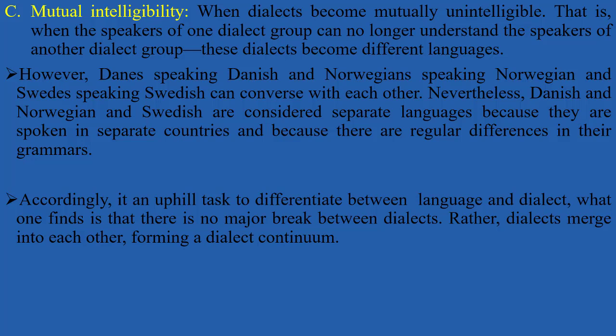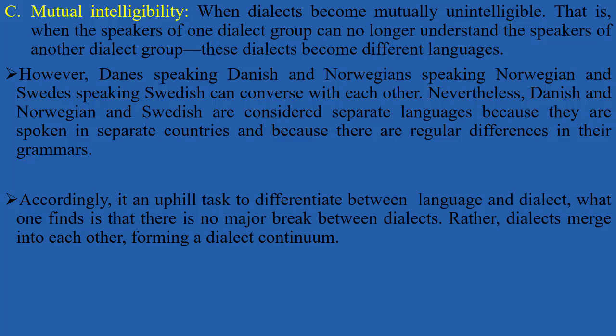However, Danes speaking Danish, Norwegians speaking Norwegian, and Swedes speaking Swedish can converse with each other. Nevertheless, Danish and Norwegian and Swedish are considered separate languages because they are spoken in separate countries and because there are regular differences in their grammar.